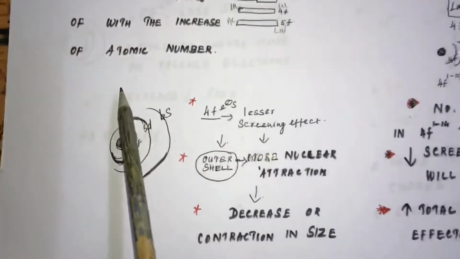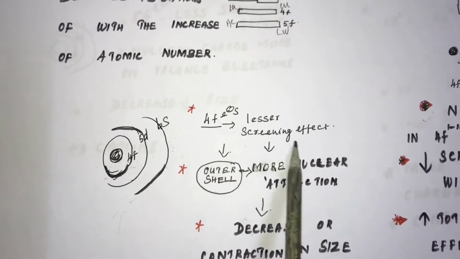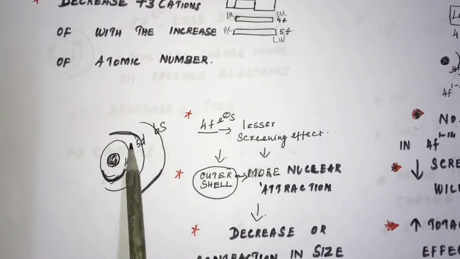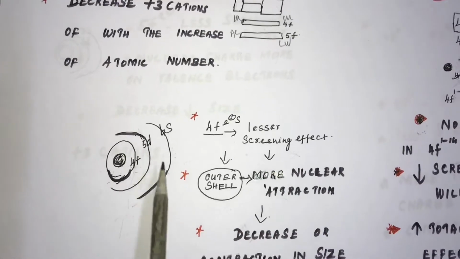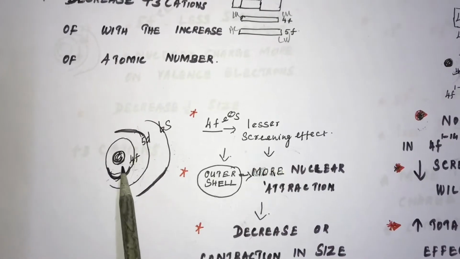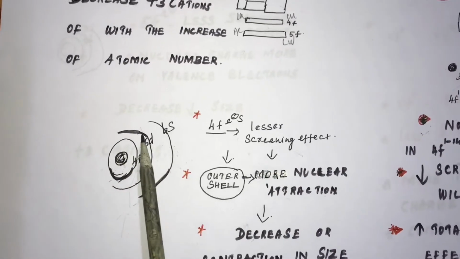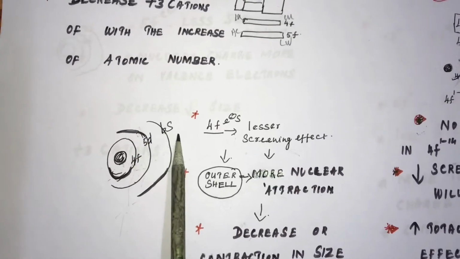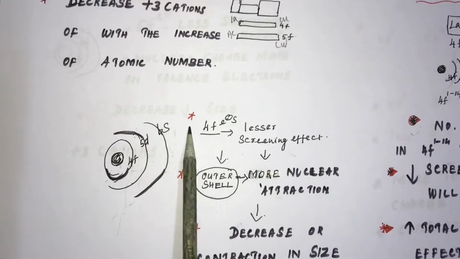Now we are going to see the reason for lanthanide contraction. Before that, we must be aware of what the screening effect is. The screening effect is when the intervening electrons screen the valence electron from nuclear attraction. The intervening electrons present in between screen the valence electron from nuclear attraction; this is called the screening effect.